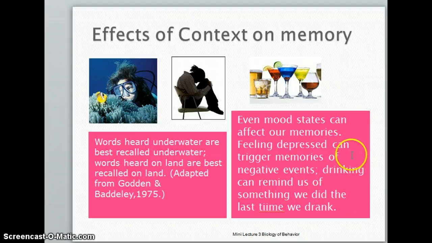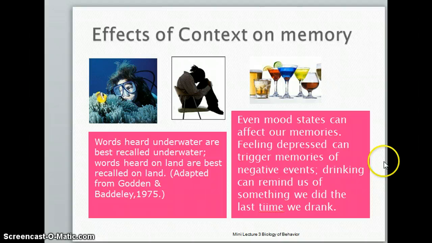I've added another kind of aspect and a different kind of research related to this. Even mood states have been found to affect memories. For example, when people are feeling depressed, those feelings of depression many times will trigger memories of negative experiences, and that seems to kind of feed into our depression at that time. Similarly, if we're feeling very happy, our memories tend to take on a more positive tone, and we're more likely to remember more happy things and probably less likely to think about the negative.